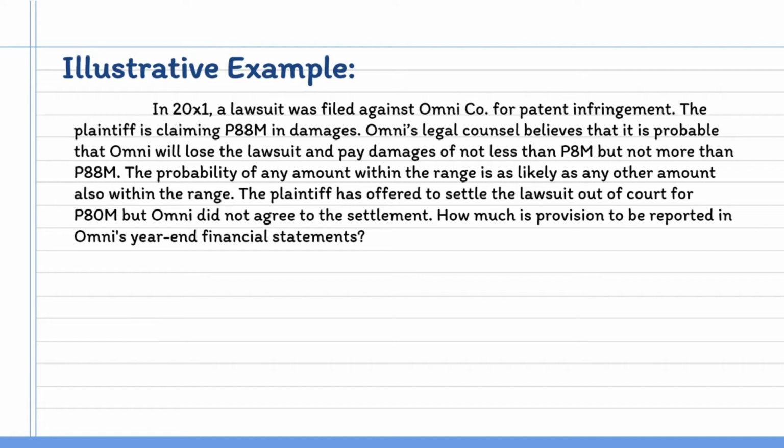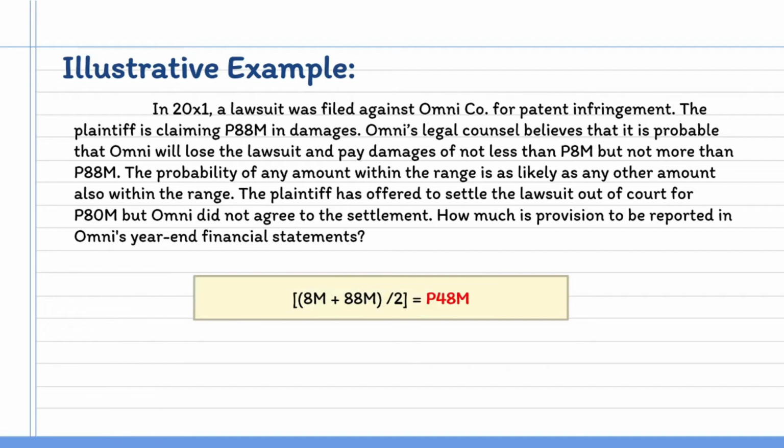The probability of any amount within the range is as likely as any other amount also within the range. The plaintiff offered to settle the lawsuit out of court for 80 million, but Omni did not agree to the settlement. How much is the provision to be reported in Omni's year-end financial statements?